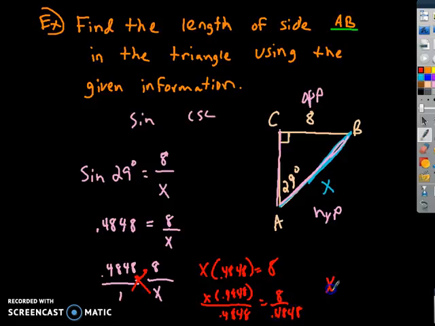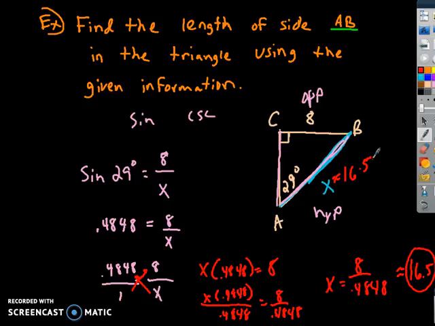You get x is equal to 8 divided by 0.4848. So I'll plug it into the calculator. You get x is about 16.5. So I know this length is roughly 16.5. All right, so that's how we find out what x is using sine, cosine, tangent.